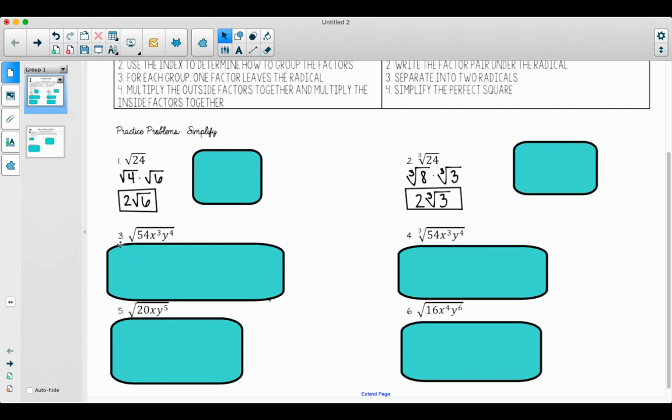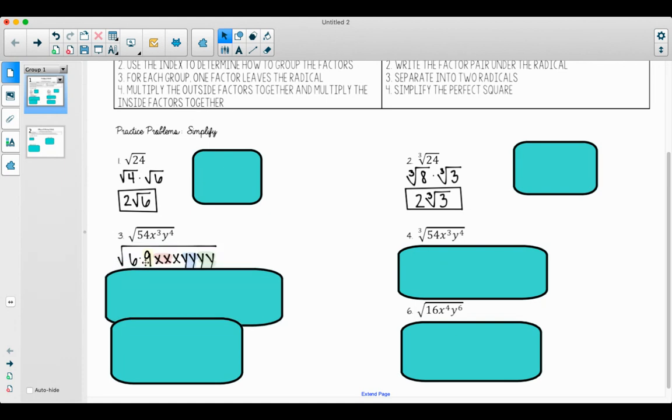Same idea in practice problem number 3 and 4. They're very similar, just the index is different. In practice problem number 3, we have the square root of 54, x to the third, y to the fourth. So now we're involving variables as well. Remember our index is 2. So here we want to rewrite 54. I rewrote it as 6 times 9. And then x to the third means that we have 3 x's. Y to the fourth means that we have 4 y's. Think back to method number 1. We're looking for groups of 2 because that's what my index tells me.